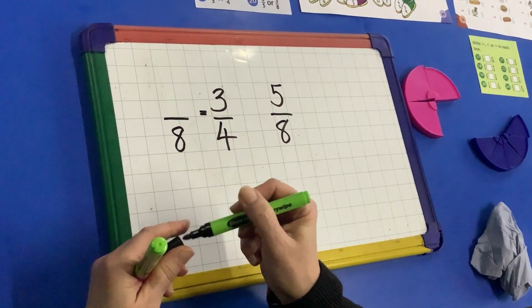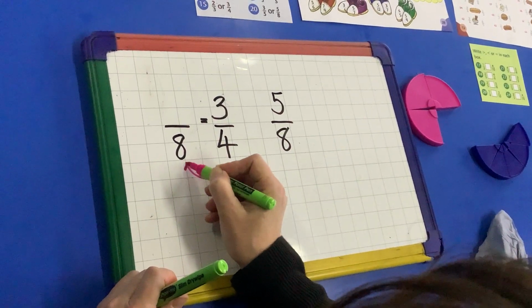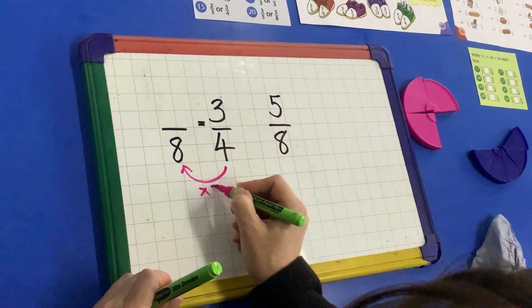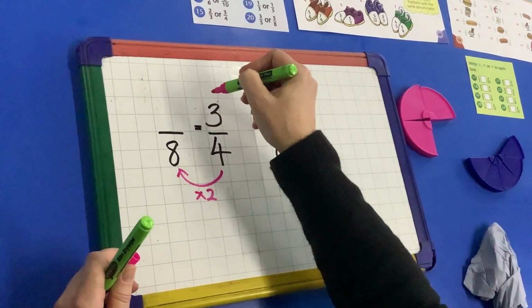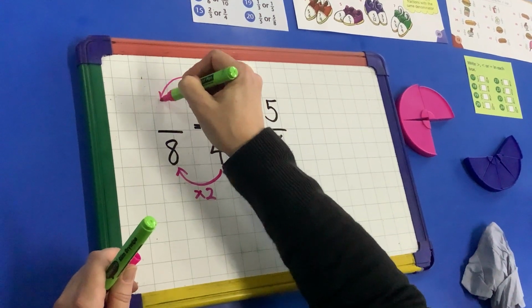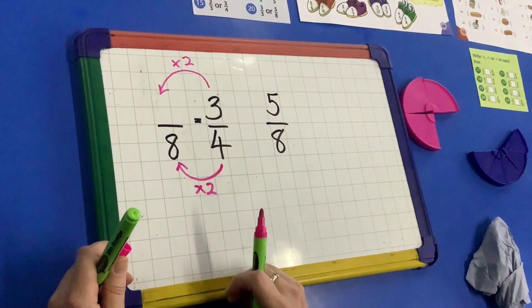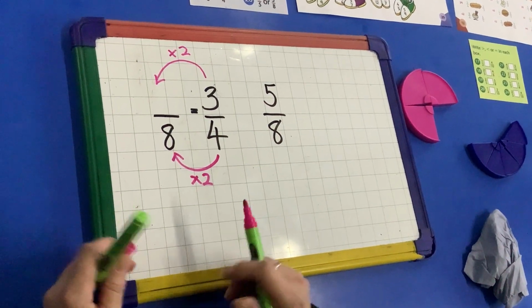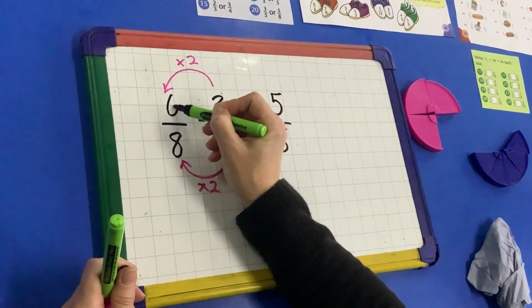So let's have a little look. 4 times 2. So look, I've doubled that number. I've multiplied it by 2. So if I do the same to the top, do you remember just what we were doing with equivalent fractions? If I multiply that one by 2 as well, I will get 6/8.